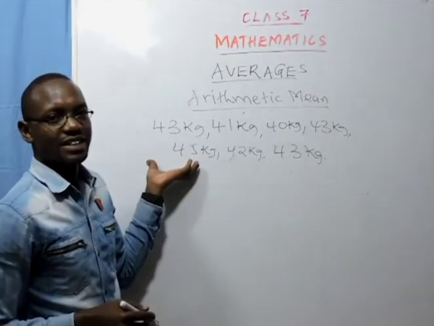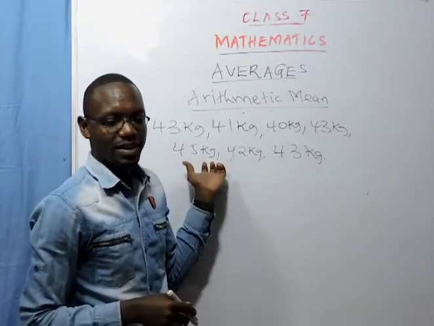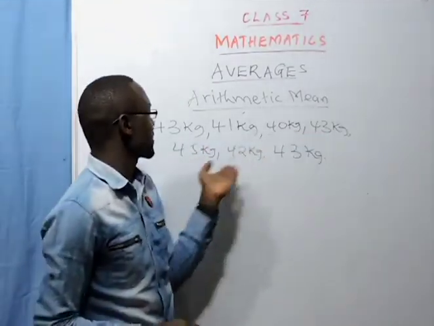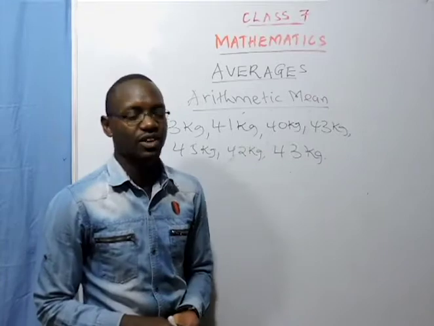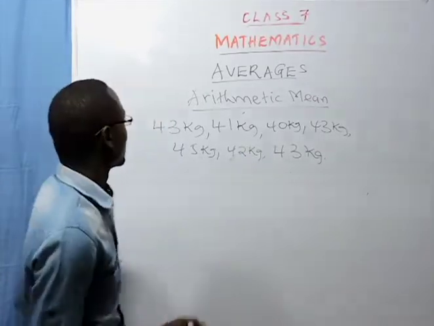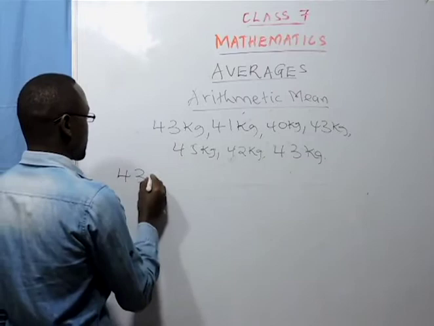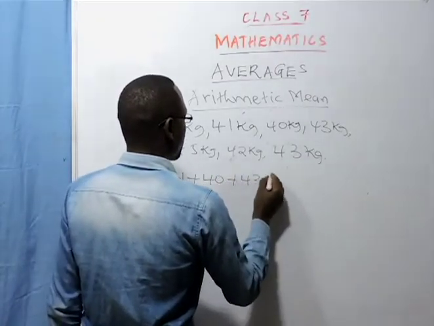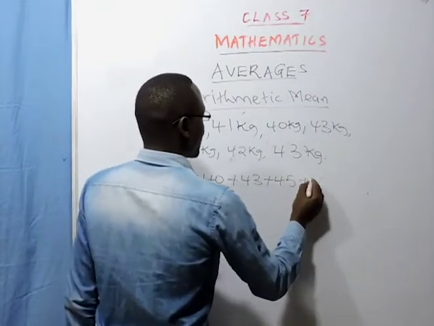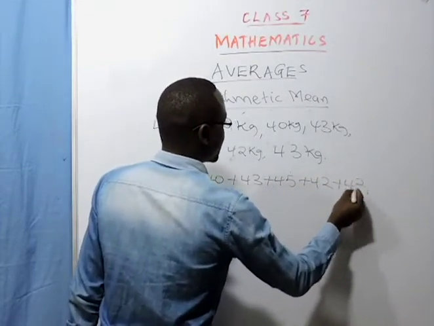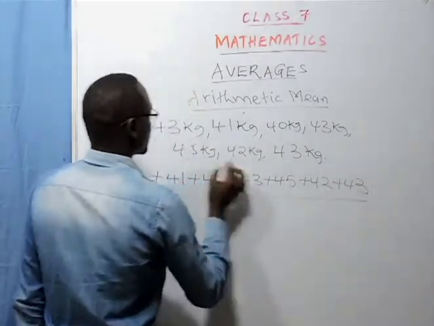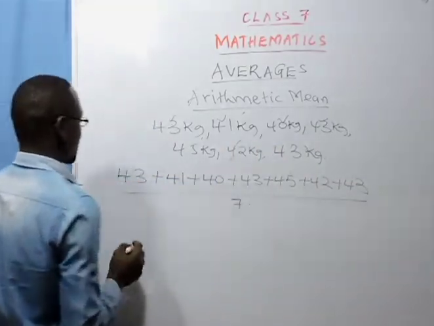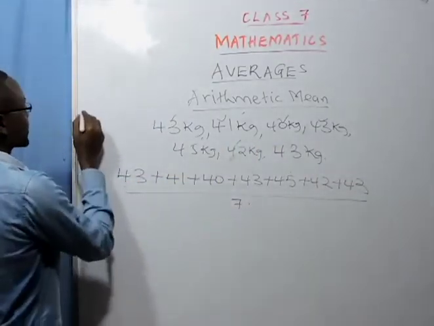This is the mass of class 7 pupils. The mass of 7 pupils which are recorded as 43, 41, 40, 43, 45, 42, and 43 kilograms. What was their mean mass? So to get the mean mass, we take 43 plus 41 plus 40 plus 43 plus 45 plus 42 plus 43. Then we divide by the total, which is 1, 2, 3, 4, 5, 6, 7, divided by 7. So we get the sum of these masses.